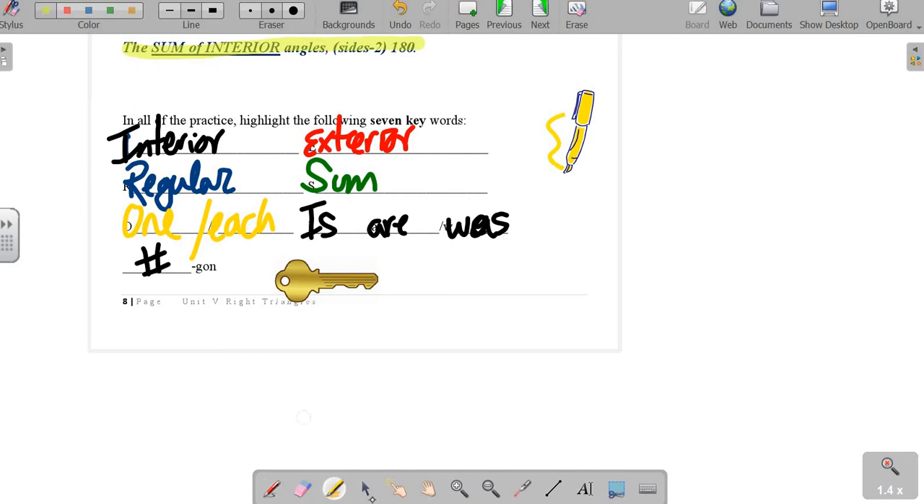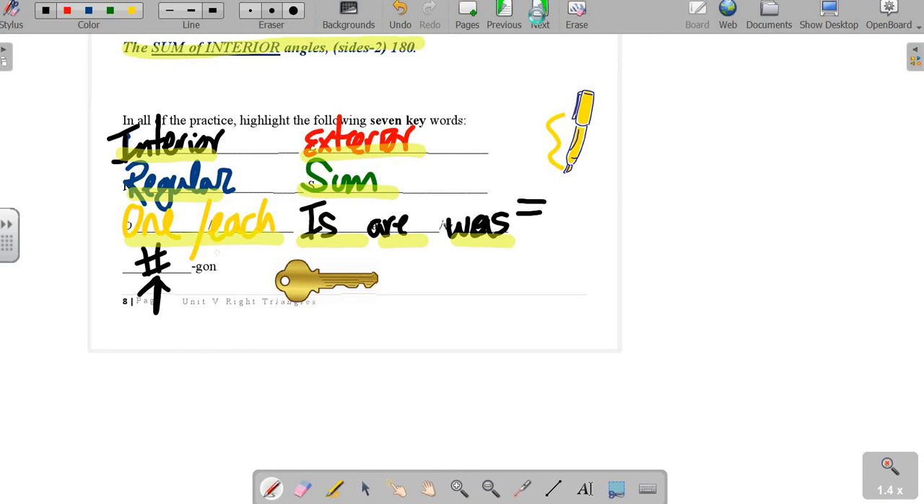Okay, these key words are that you need to be careful with is the word interior. Watch for that word. Exterior, regular, sum, a notation of one or each, is, are, was. Those are all variations of an equal sign. And then the prefix is the number gone. Is it a hepta, hexa, octa, nona? You need to be familiar with those prefixes.